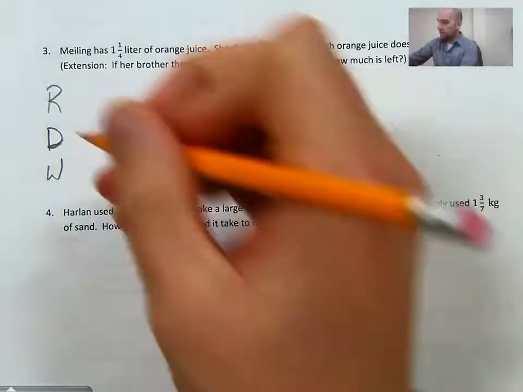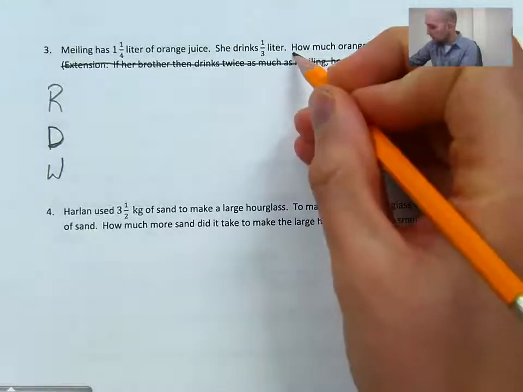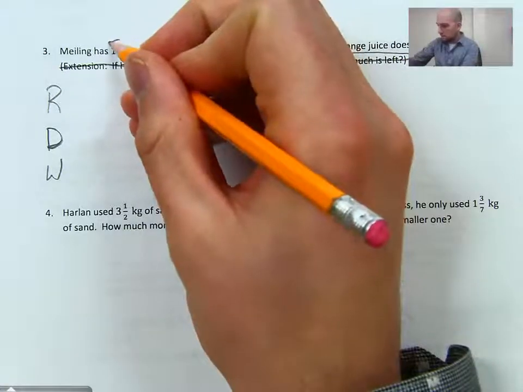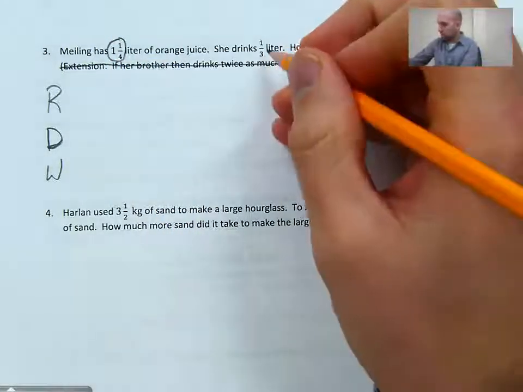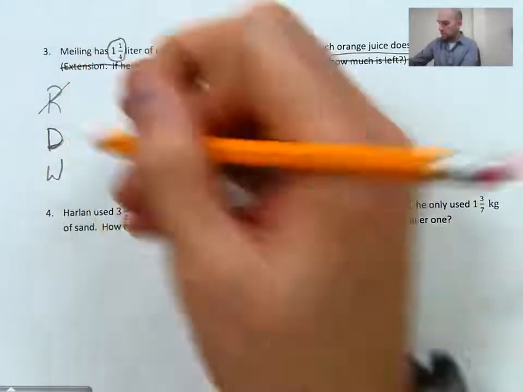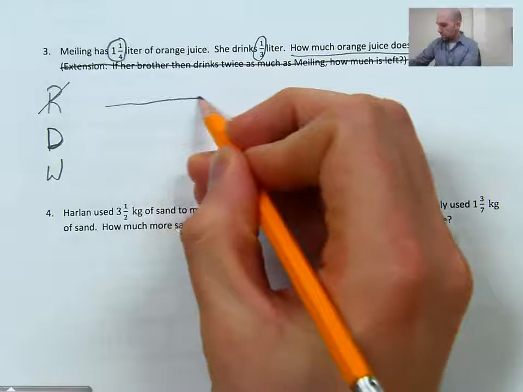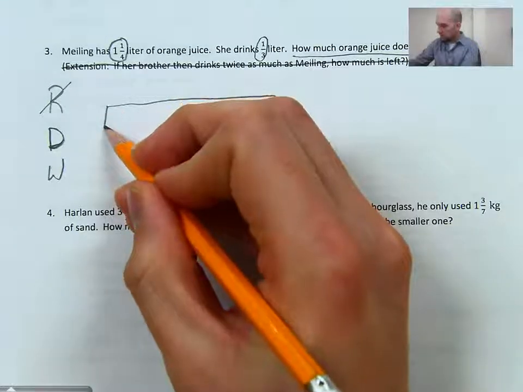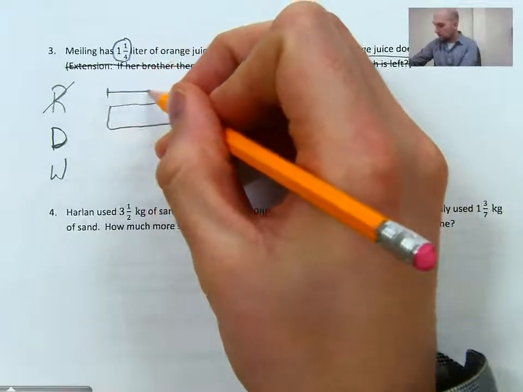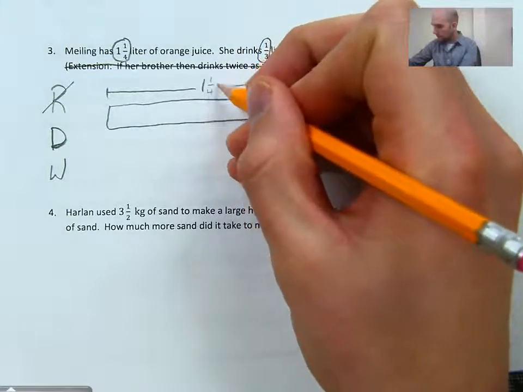And we're going to forget about this extension for right now. We'll just do the top part of the problem. So, how much orange juice does she have left? Mei-Ling has 1 1/4 liter. She drinks 1/3 liter. So I'm going to draw, make myself a tape diagram. We know this whole thing will be 1 1/4 liter.